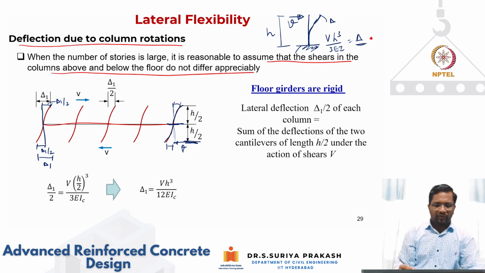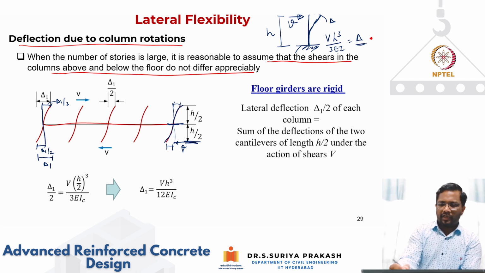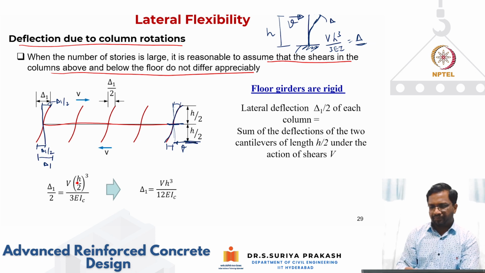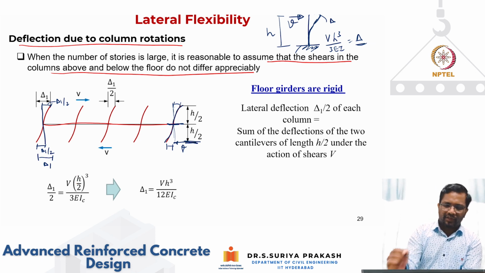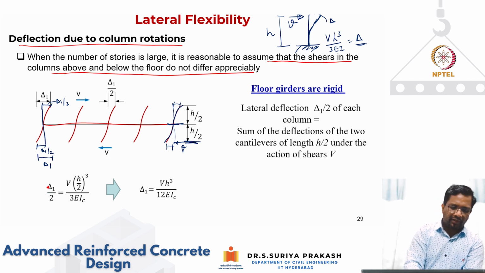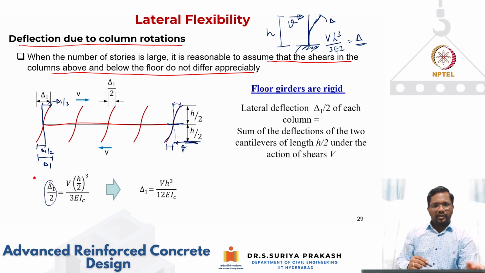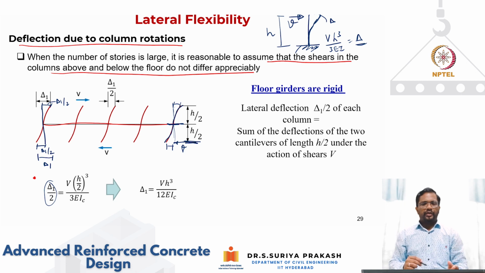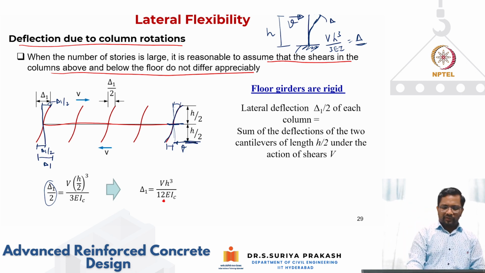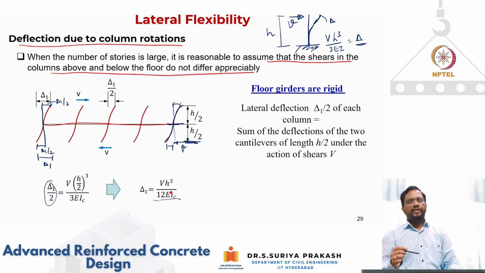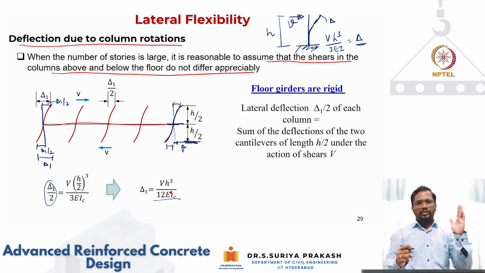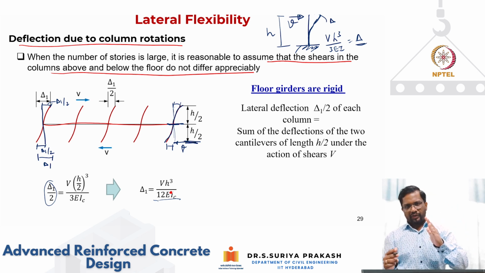In this case, what we are considering is the height of the column is h by 2. Okay, so the shear that is acting is V. So if I plug in this, and the deflection is basically what we are calculating, delta 1 by 2. So delta 1 by 2 is going to be V into h by 2 cube divided by 3EI. That works out to be V h cube by 12EI. Okay, so this is the deflection that is happening because of column rotations only.